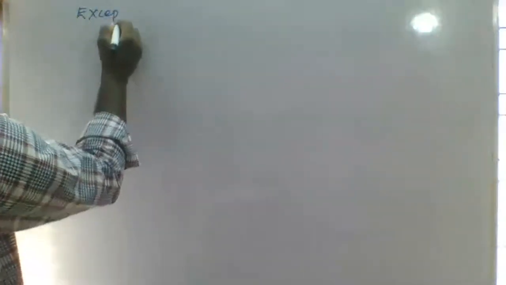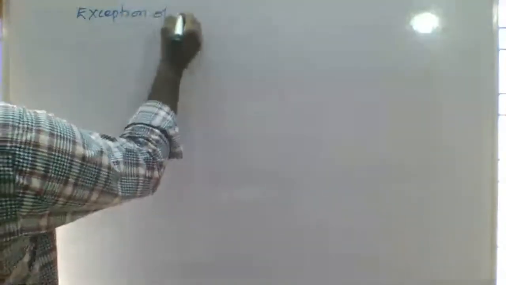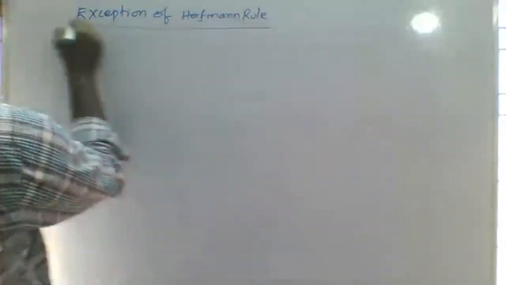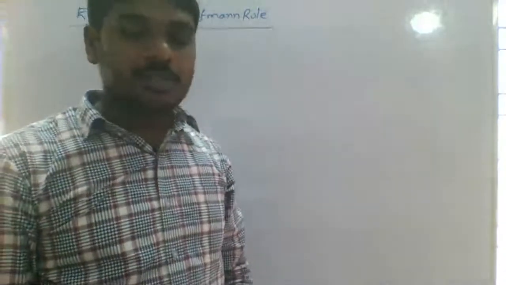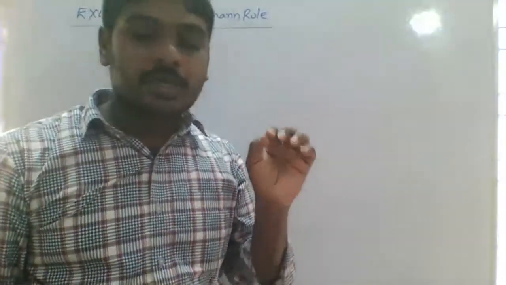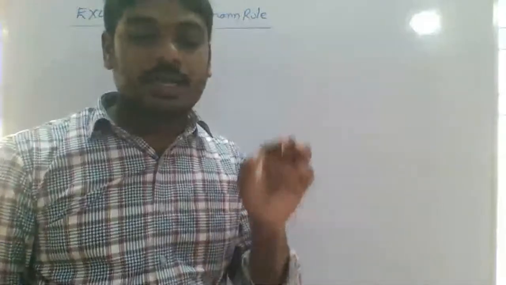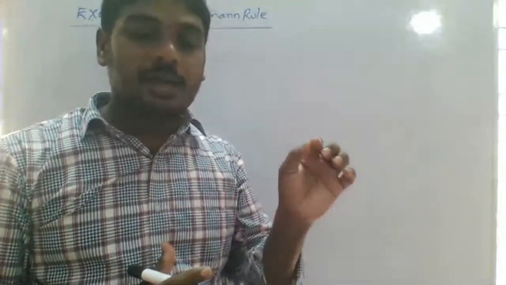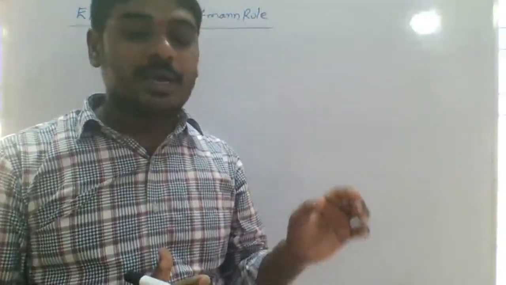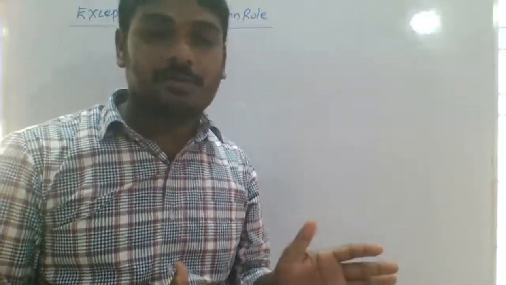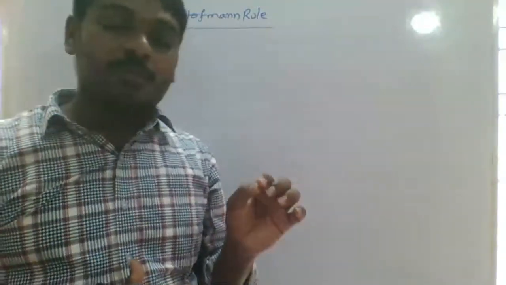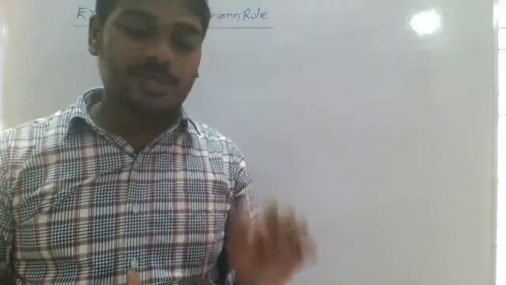So, exception of the Hoffman rule, or Hoffman elimination. Here, exception means whenever electronegative groups or electron withdrawing groups, like cyanide, carbonyl, carboxylic acid, ester, and phenyl, etc., are present at the beta carbon atom with hydrogen, then this hydrogen becomes more acidic. Hence, Saytzeff product is a major product.